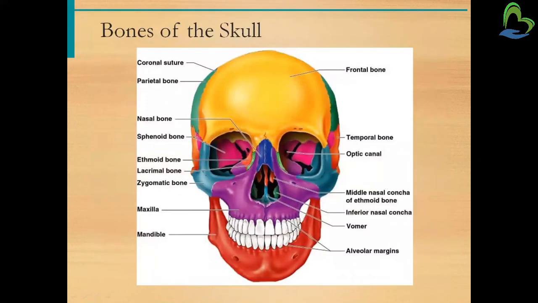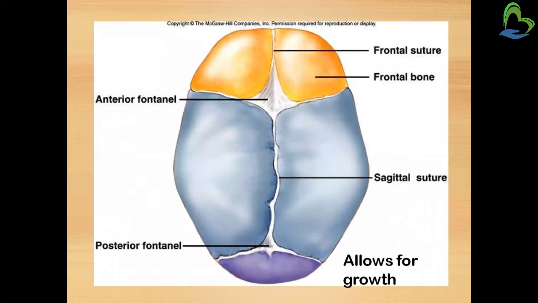Now the bones. So here the parietal bones, the nasal bones, then the sphenoid bone, then maxilla, mandible, then the temporal, the optic canal, then the frontal. Okay, here the anterior fontanelle, then the posterior fontanelle, then this is the sagittal suture, then the frontal suture, and the frontal bone.